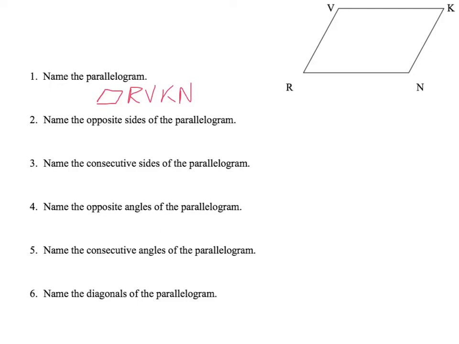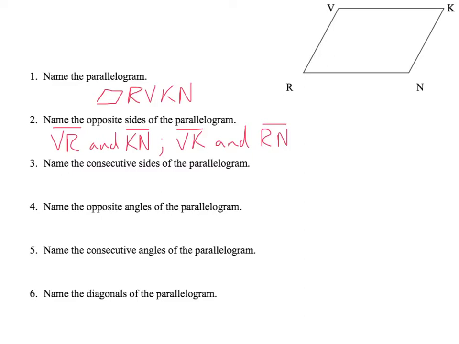Now, when we talk about the opposite sides of a parallelogram, the opposite sides are the sides that are across from each other. So we know that segment VR and segment KN would be one pair of opposite sides, and the other pair of opposite sides would be VK and RN. So we have 2 pairs of opposite sides.